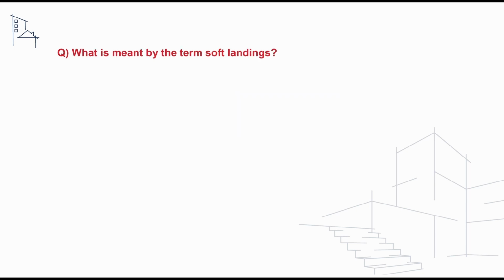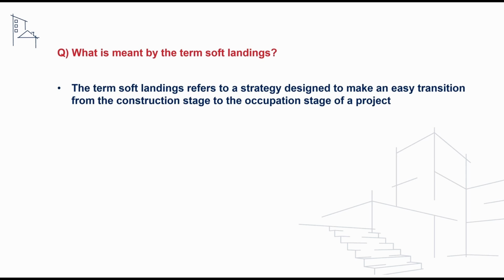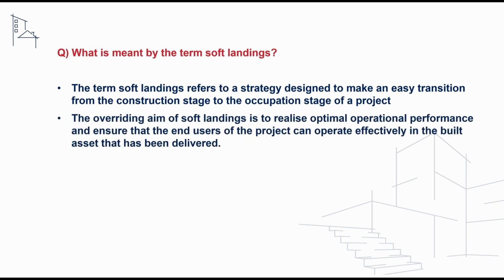We may also be asked a question on our understanding of the term soft landings, and to address this we can say that soft landings refer to strategies designed to make an easy transition from the construction phase to the occupation stage of a project. The overriding aim of soft landings is to realise optimal operational performance and ensure that the end user of the project can operate effectively in the built asset that has been delivered.